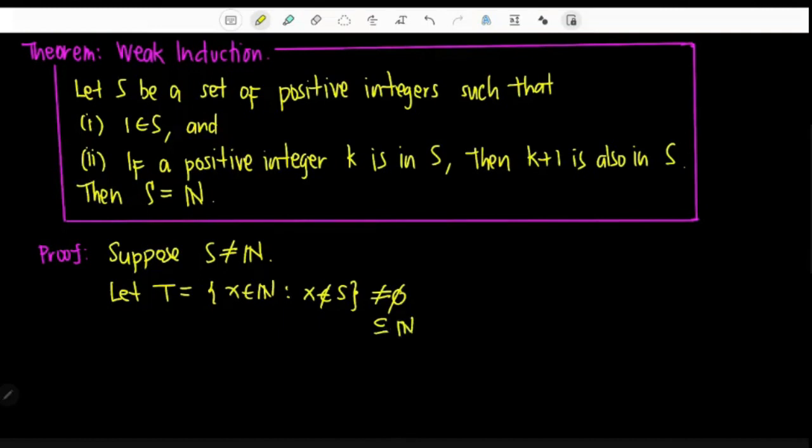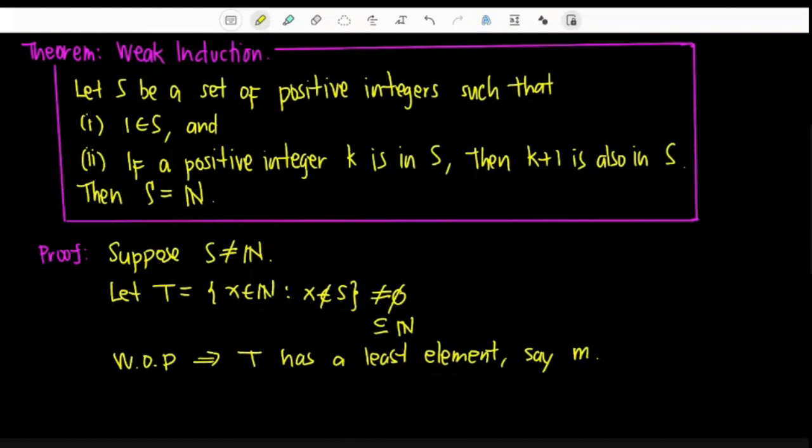So by the well-ordering principle, T must possess a least element. The well-ordering principle would imply that T has a least element. So let's say this least element is M. In terms of our set T, M is the smallest. So any element in T is either equal to M or M is smaller than that element.